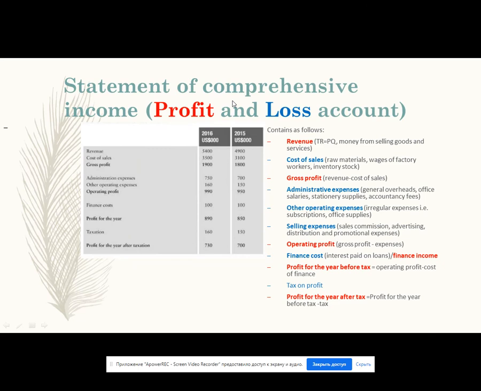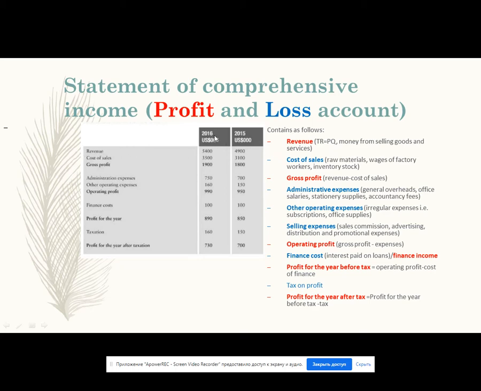Let's have a look at a simple statement of comprehensive income or profit and loss account. So we have figures for 2 years, at least two, so that we could compare our performance over several years. We always start with revenue or sales revenue or sales turnover. It's the same. Like money generated from sales, which is also calculated as PQ. P stands for price per one unit.